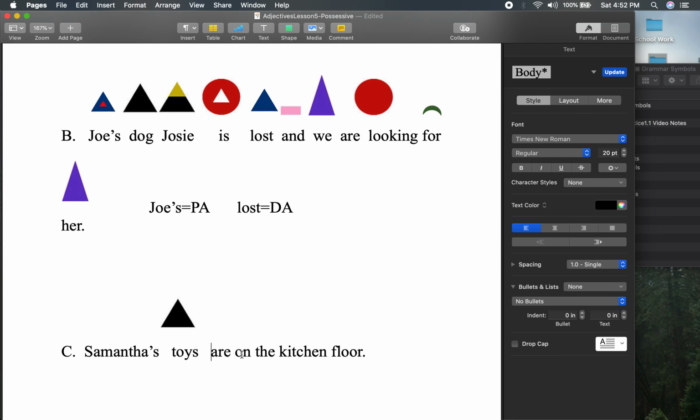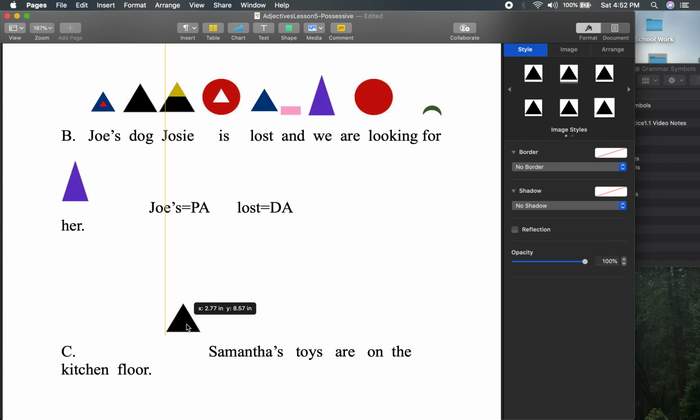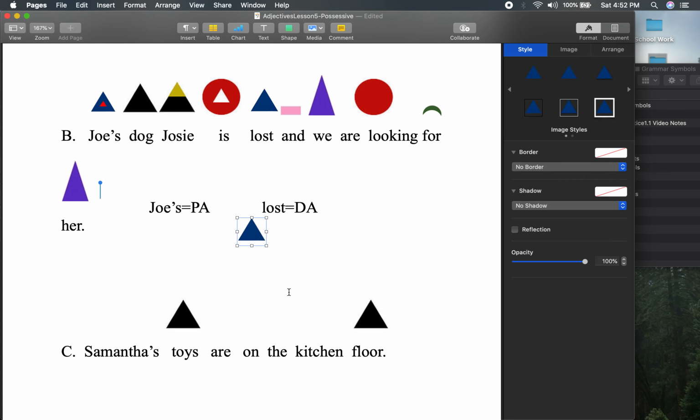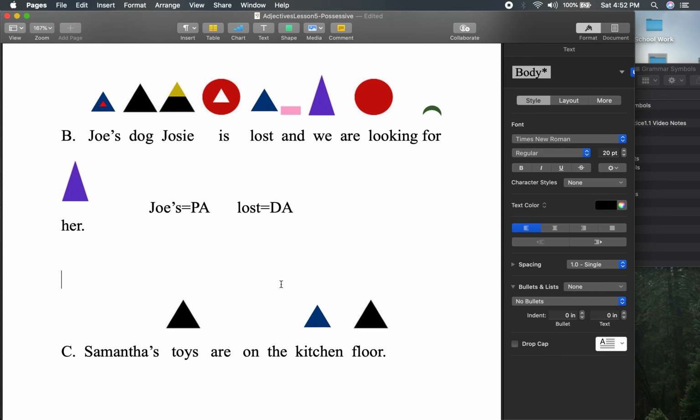Definitely think we're gonna need some space here. Okay, toys. Floor. Hey, what about kitchen, Mr. Adam? Isn't kitchen a noun? Well, not in this sentence, it's not. In this sentence, it's a descriptive adjective modifying what kind of floor it is. Gotta be careful. Always gotta look at the function of the words in sentences.